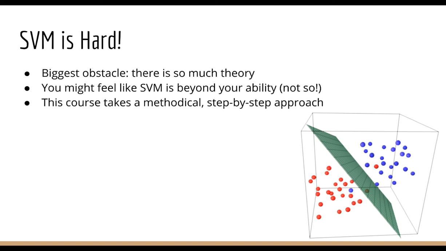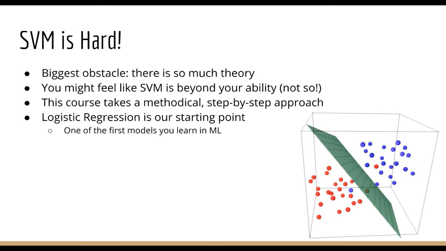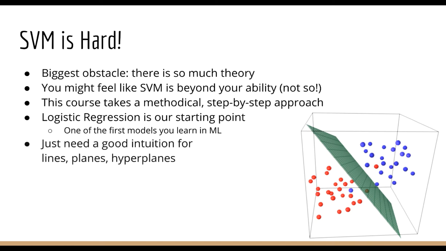We are going to use logistic regression as our starting point, which is one of the very first things you learn about as a student of machine learning. So if you want to understand this course, that's all you really need. Just have a good intuition about logistic regression, and by extension, have a good understanding of the geometry of lines, planes, and hyperplanes. If you recognize this picture, and you are motivated to succeed, then you can learn about SVMs.